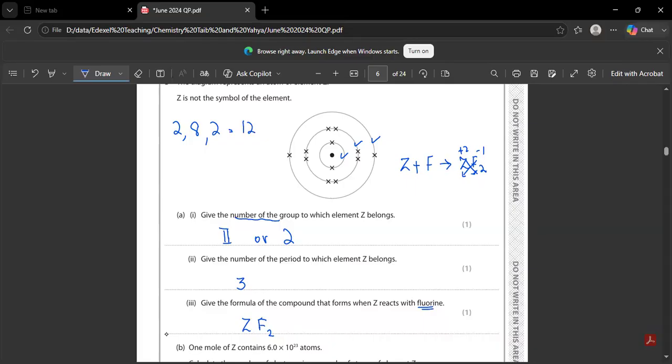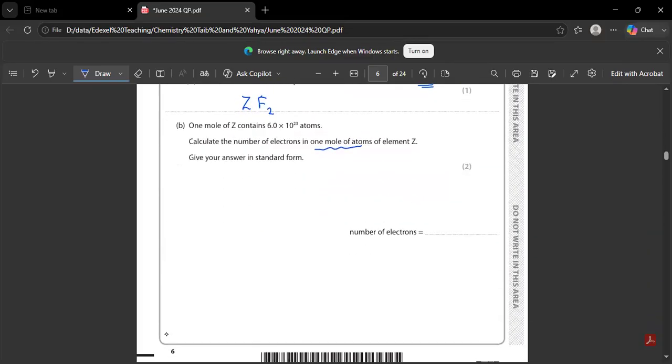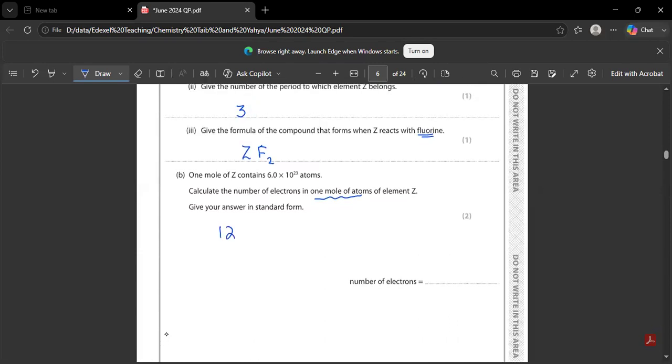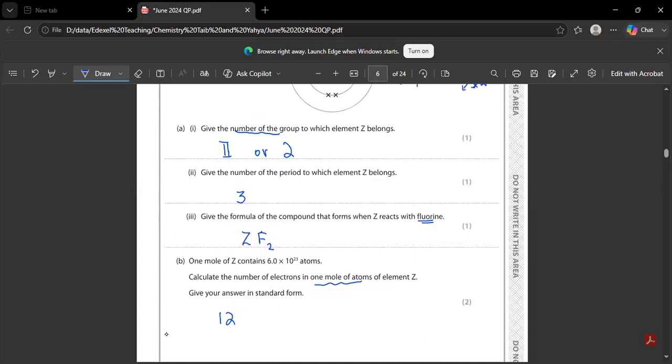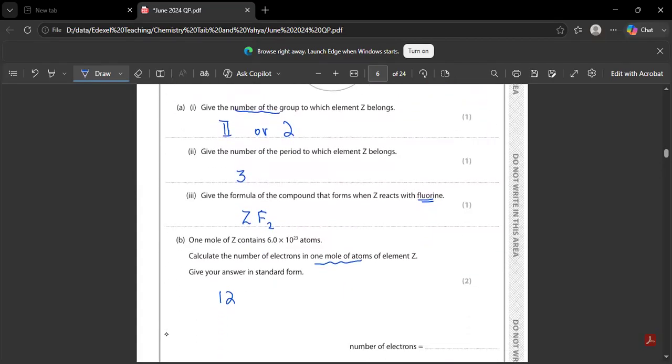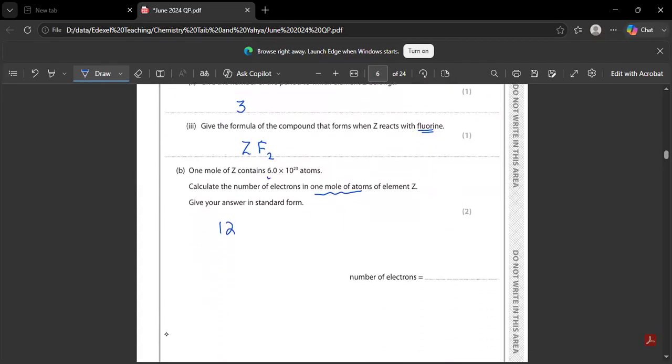So it's going to be 12, right? Each atom consists of 12 electrons. And how many atoms do we have? We have 6.0 times 10 to the power 23. So we will multiply the electrons of 1 atom with 6.0 times 10 to the power 23 atoms, right? So we got this.